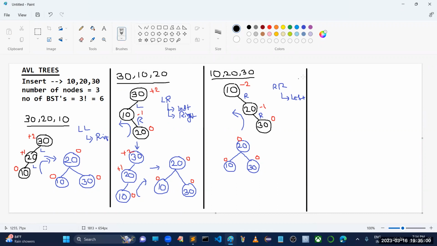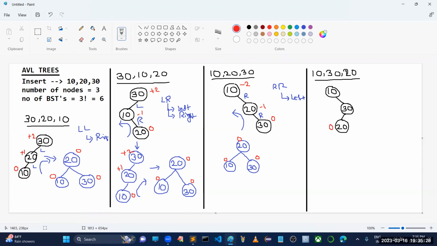Now, sir, the next combination. So 10 I am keeping as it is. Here I will take 30 and here I am going to take 20. First I am going to insert 10. So for this, the right subtree is nothing but 30, and for this the left subtree is nothing but 20. Like this we have. So what about the balance factor?